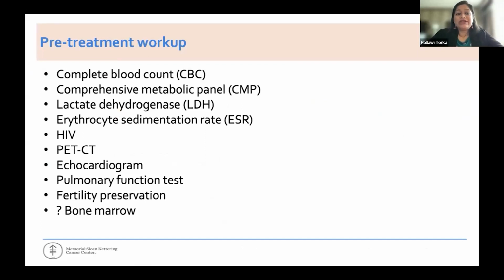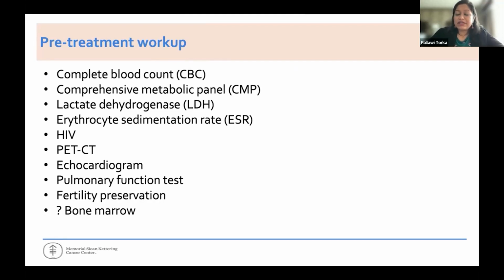So moving on to pre-treatment workup, most of the tests are pretty routine and same as what we do in other lymphomas. What is unusual is that we add an ESR to be able to calculate the risk in early stage Hodgkin lymphoma. I always check HIV because it is a risk factor. And then PET CT you're going to do, of course, for staging. And if you're planning to use ABVD, you're going to do an echocardiogram and lung function.